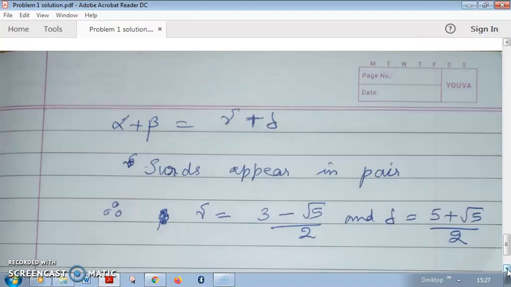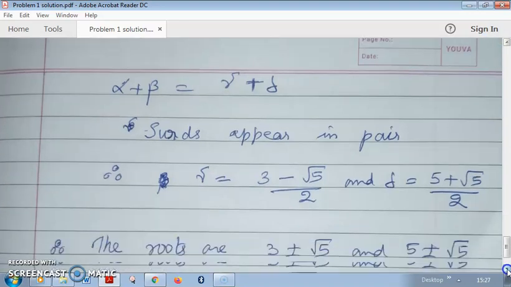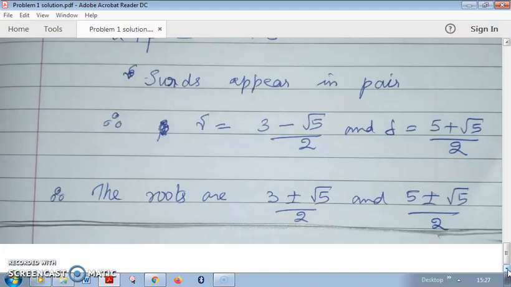Therefore, this is the value you got. Therefore, the roots are 3 plus root 5 by 2 and 3 minus root 5 by 2, 5 plus root 5 by 2 and 5 minus root 5 by 2.